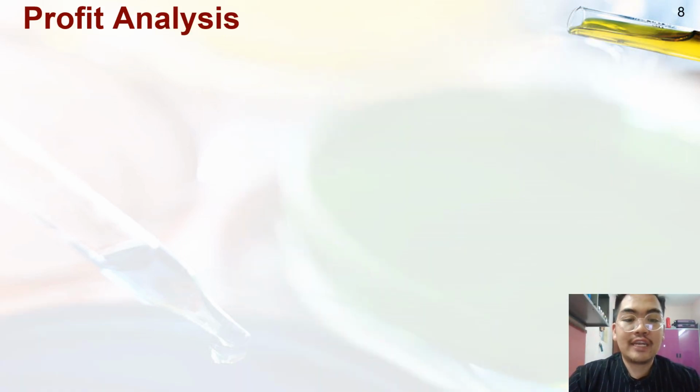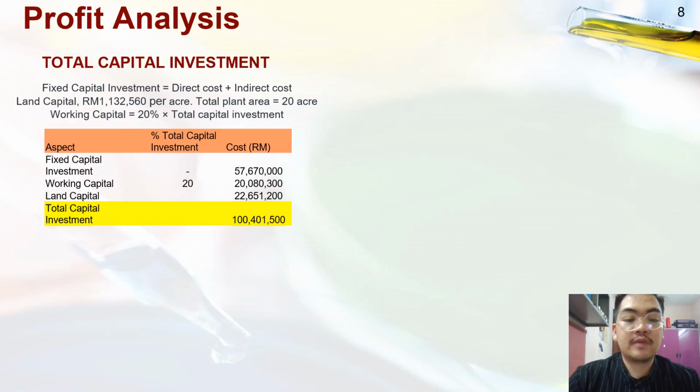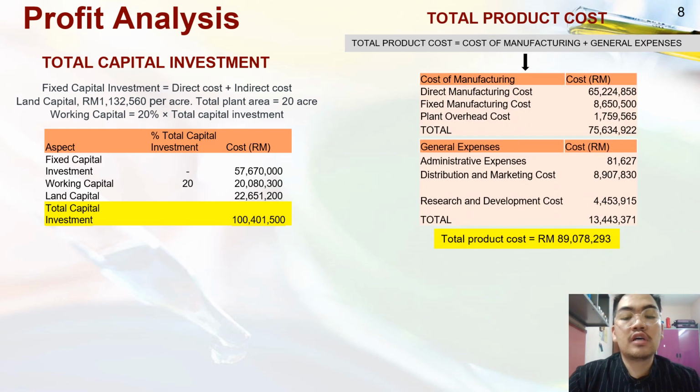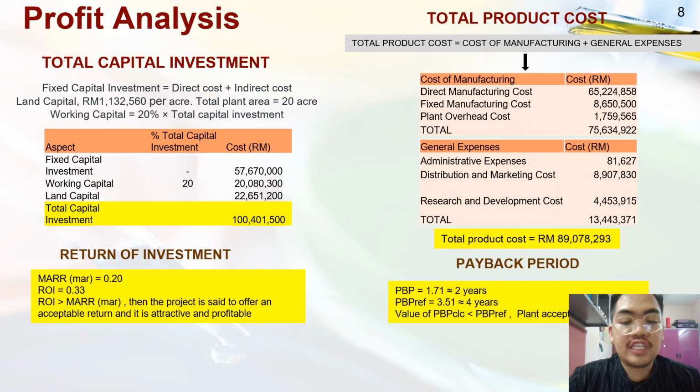Next, we move to profit analysis. The total capital investment for this project is around 100 million ringgit. The total product cost as calculated is around 89 million ringgit. The return on investment was calculated by considering 20% of MARR, so the return on investment will be around 33%. Therefore, this project is said to offer an acceptable return.